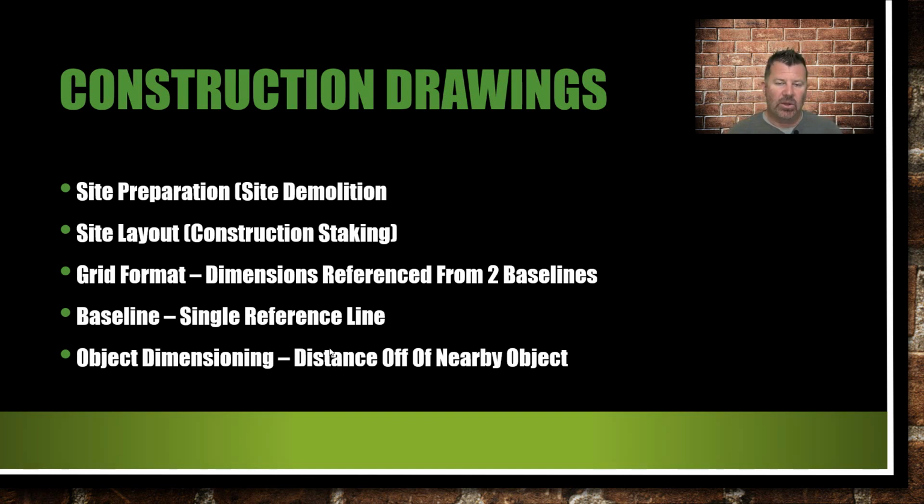Site layout, that's when they're going to do the construction staking. Grid format, dimensions referred to from two baselines. And then a baseline is a single reference line. And we do a lot of that at school, pulling string lines and measuring off of a wall, off of a sidewalk. It's pretty cool. And then object dimensioning is distance off a nearby object. And this is good things to know if you're going to do a small residential landscape design for like a backyard or front yard. Those are my favorite projects, guys. You're in and you're out. You're doing a landscape renovation. It's good money. You're done. Customer's happy. You've got some pictures to put on a portfolio, and boom, there you go.